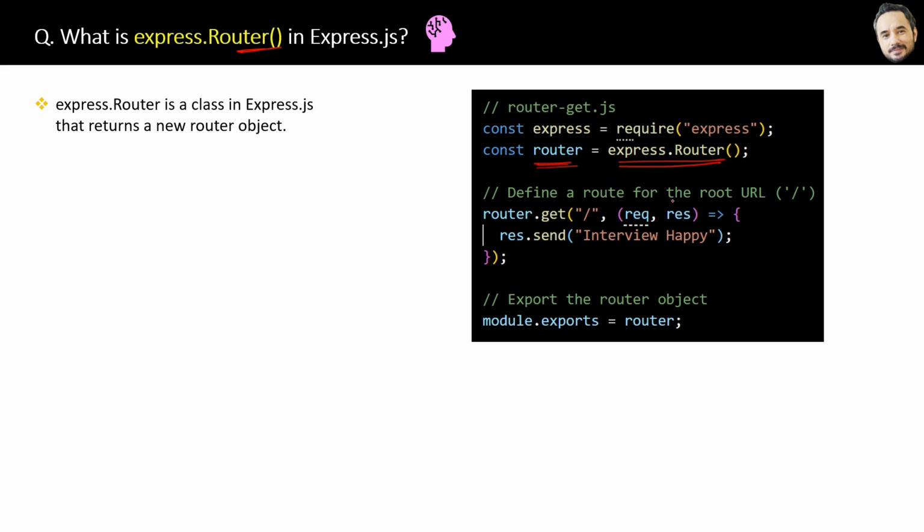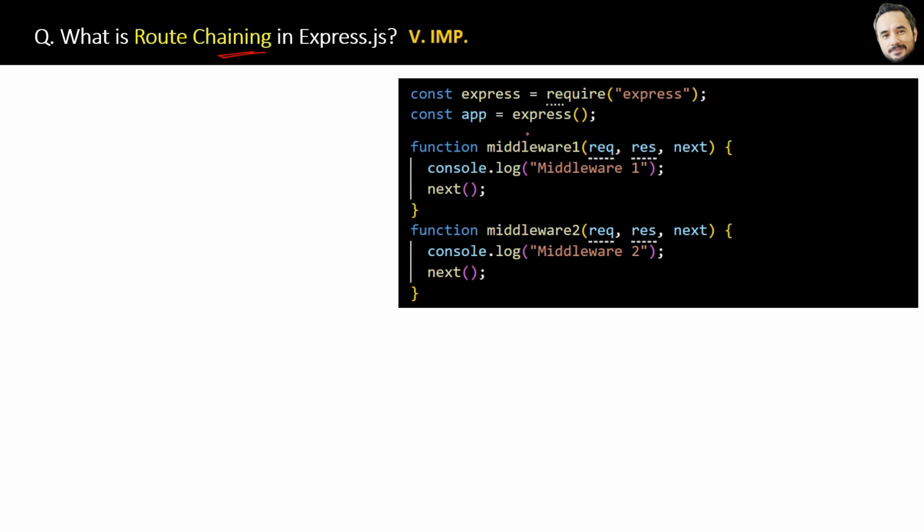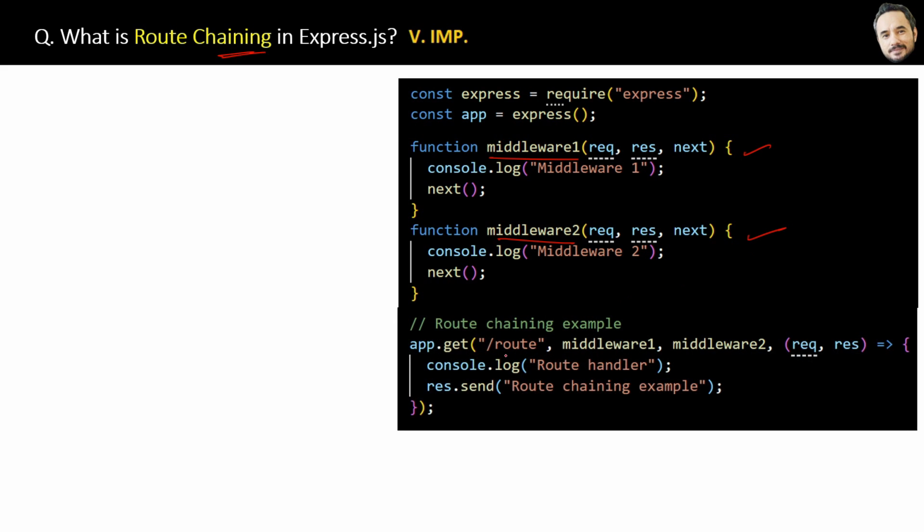Okay. What is route chaining in Express? You know the meaning of chaining, right? So route chaining means you can define multiple route handlers for a single route. Okay, let me show you by example in this code. Here you can see we have two middlewares. Now our requirement is to execute these two middlewares one by one for a single route. Okay, got it? So for that we will use the route chaining concept like this.